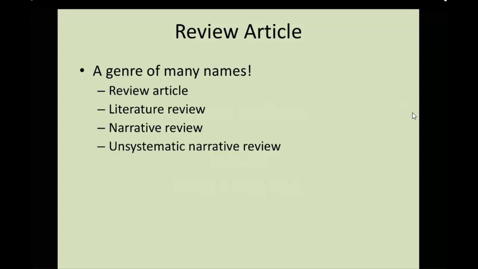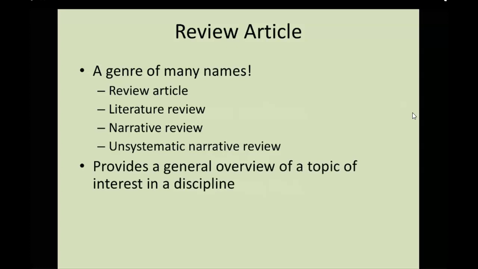And I think narrative review or literature review kind of describe what a review article is. It reviews literature, similar to a systematic review, just in a different way, not nearly as quote-unquote systematic, and in a more quote-unquote narrative way. So review articles provide a general overview of a topic of interest in a discipline. And so I think it's safe to say that review articles can be a lot broader than a systematic review.